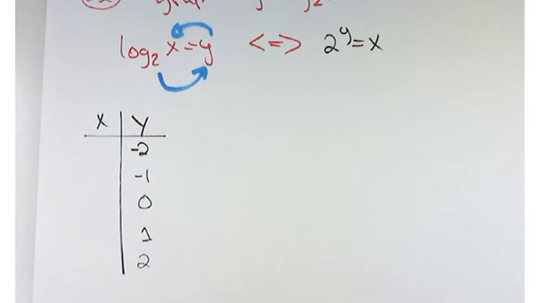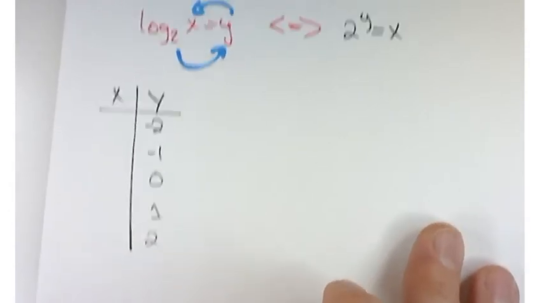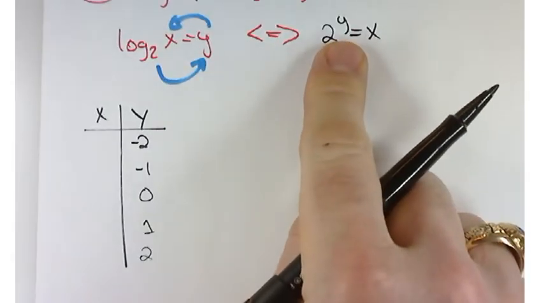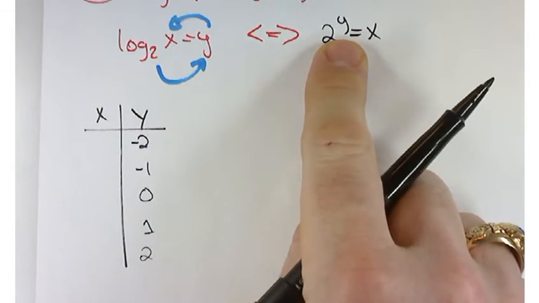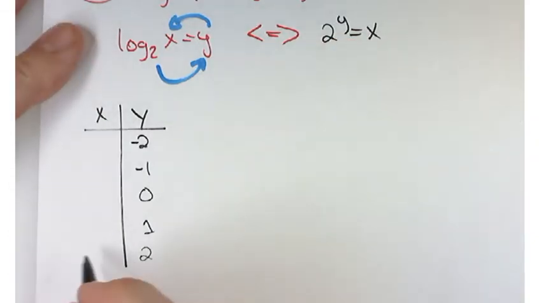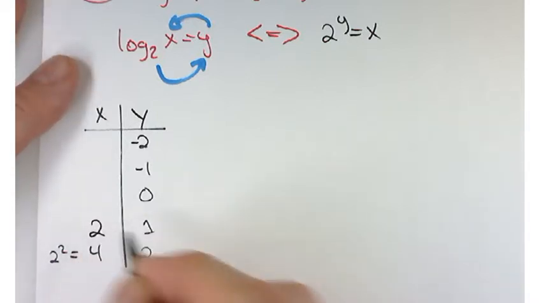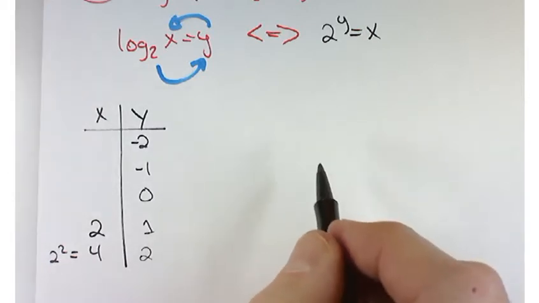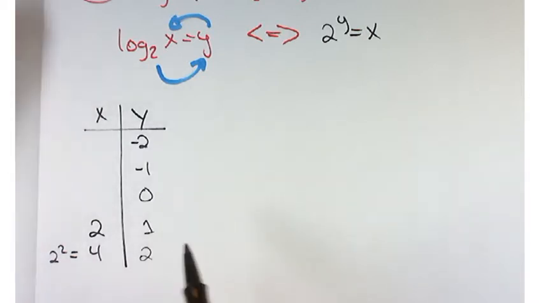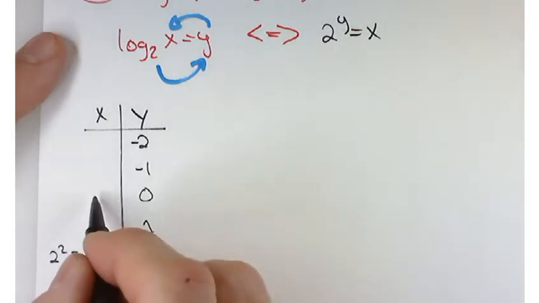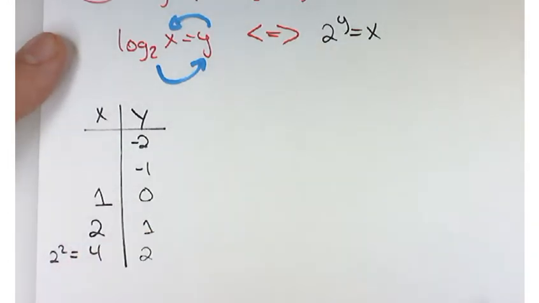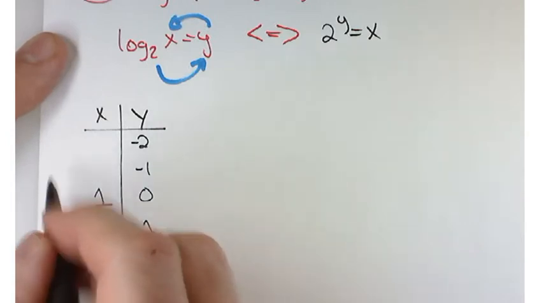We'll start from the bottom up. If I put in 2 for y, what do I get for x? Somebody said it. 4. How about if I put in a 1 for y? What do I get for x? 2? 0? What's anything to the 0 power? 1.